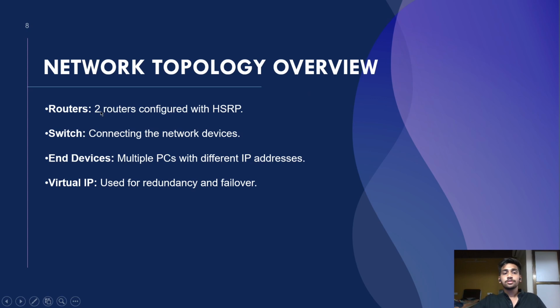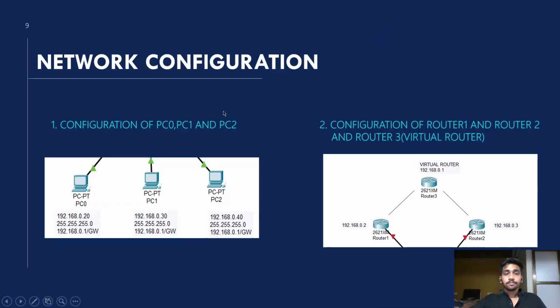For this, we have used two routers with HSRP protocols, a switch, three PCs for receiving and getting the replies, and a virtual IP for redundancy and failover of the network. Now we will configure the network. First of all, configuration of the PC will be done. Here we have used three PCs: PC 0, 1 and 2.